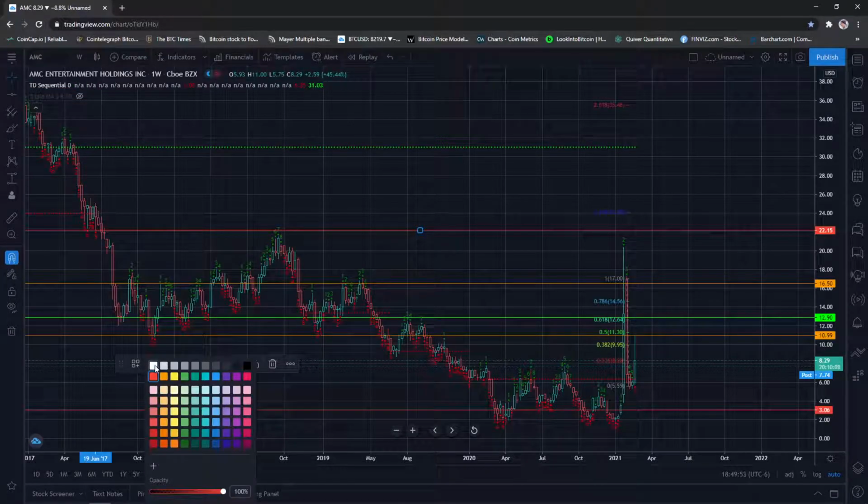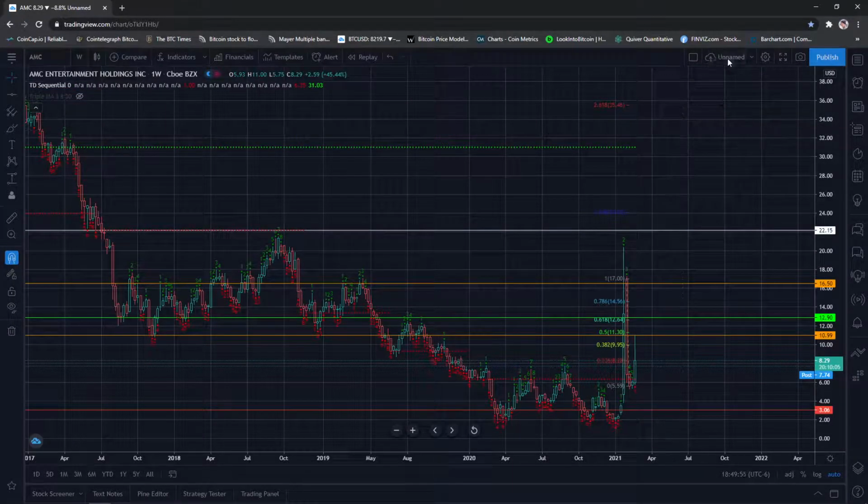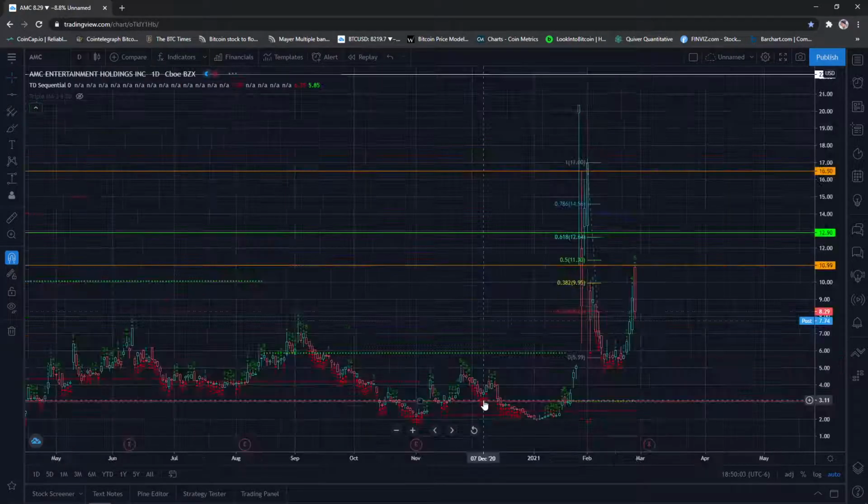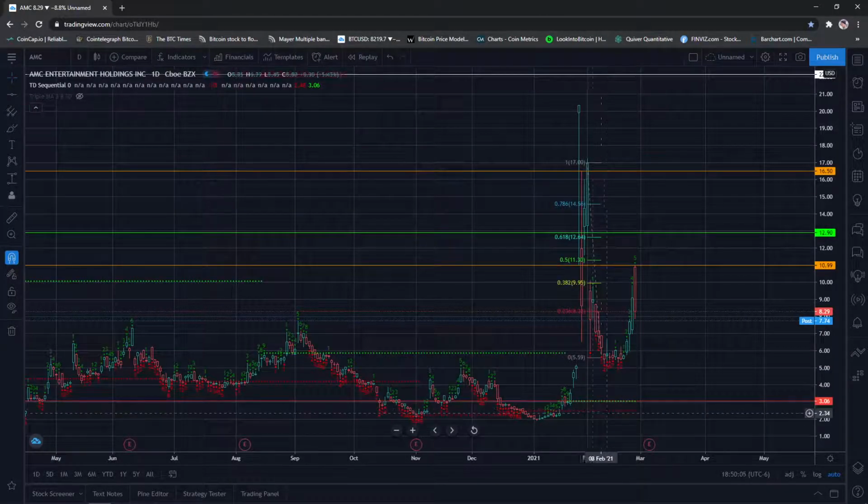I'm going to make this one white, make it stand out on the weekly. This is a daily retest. So we're in here. We'll see how it goes. This is possible. This was retested.